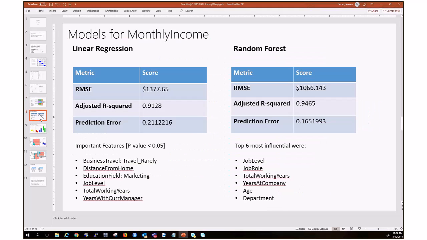We did 2 models for monthly income. First was linear regression, and the second was random forest. Looking at the root mean squared error, we can see random forest performed a little bit better. The prediction error was a little bit lower, a little bit more explanation of the potential relationship. So random forest is what we use for the value prediction.